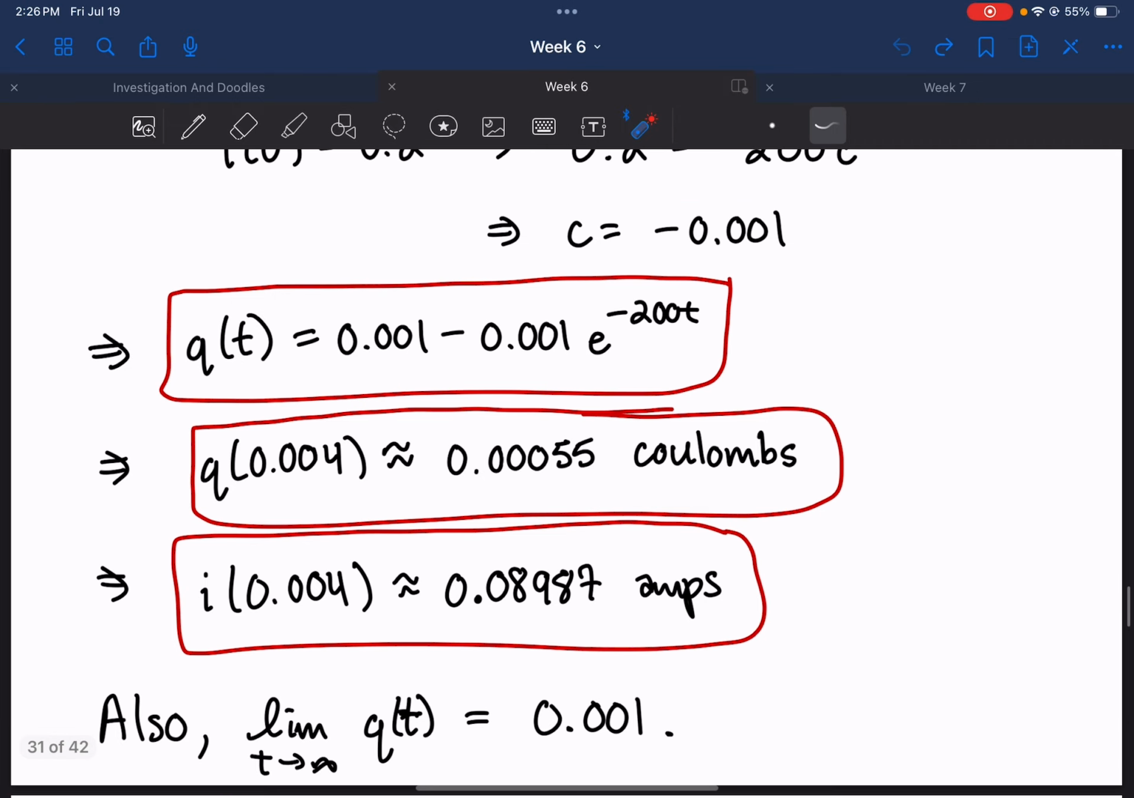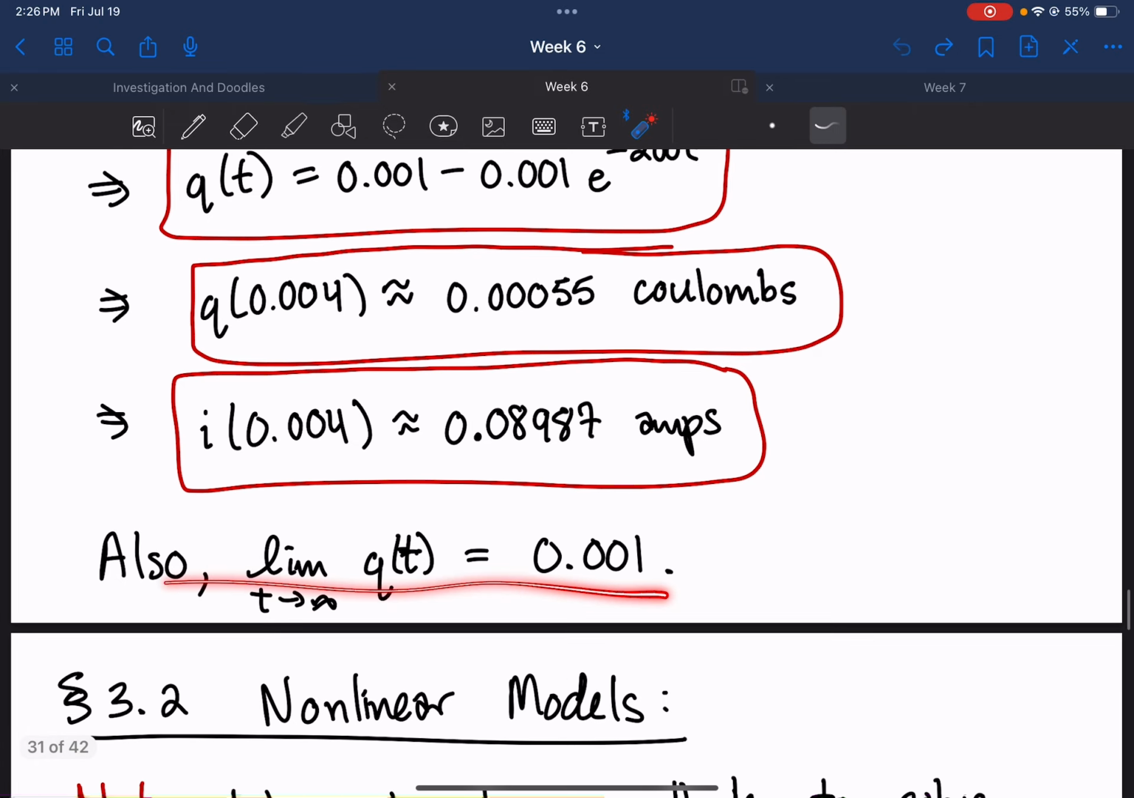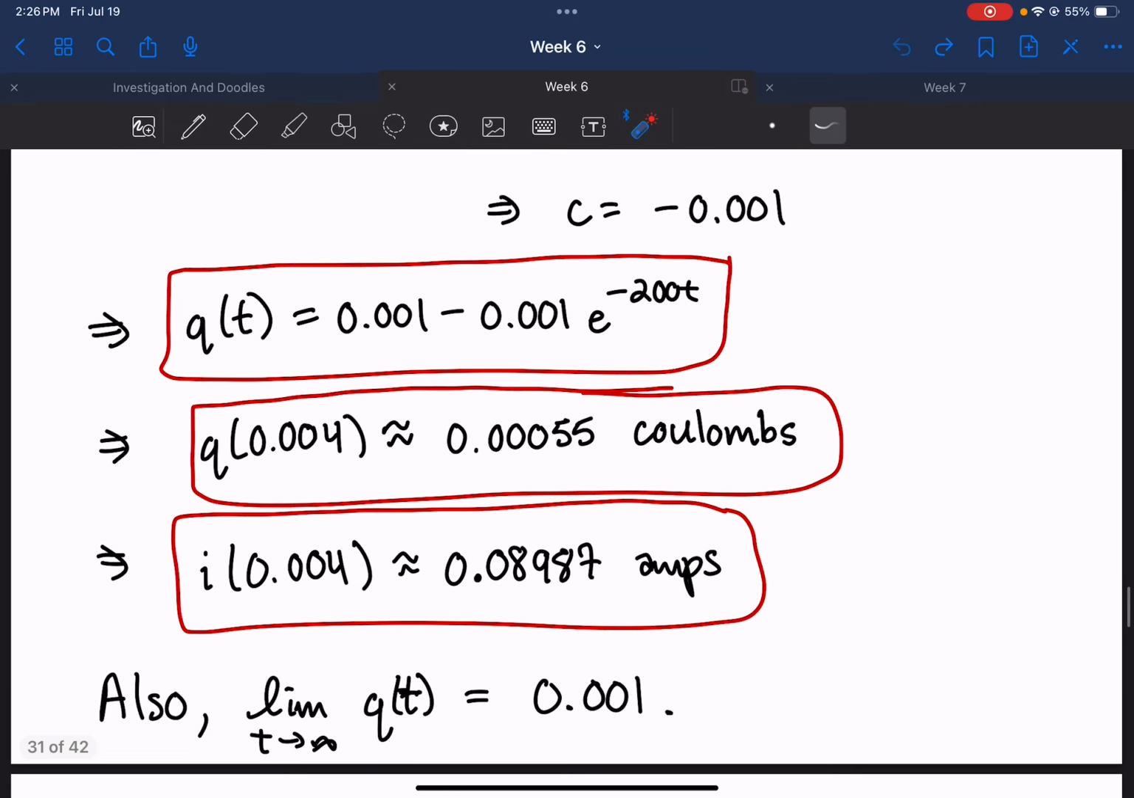And the next question was, what happens after a long time? As t goes to infinity, Q will tend towards 0.001 coulombs. Okay, that's it for 3.1.